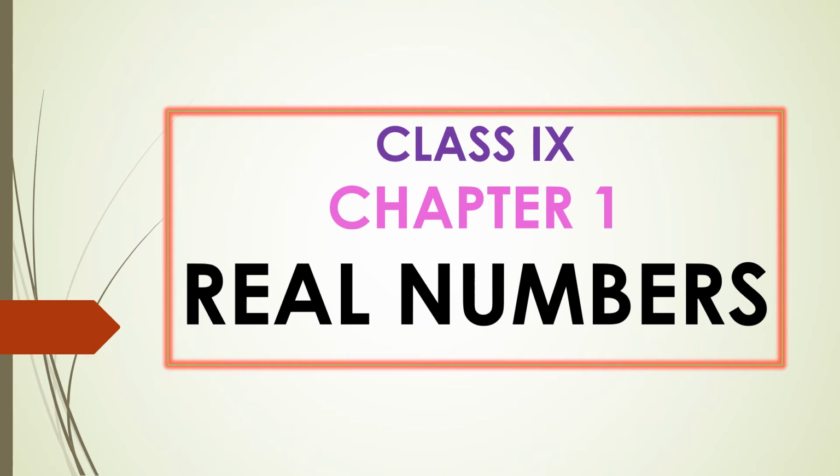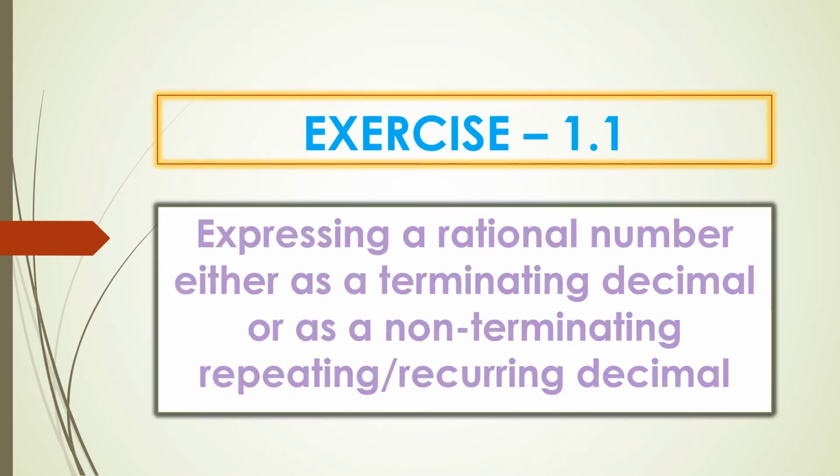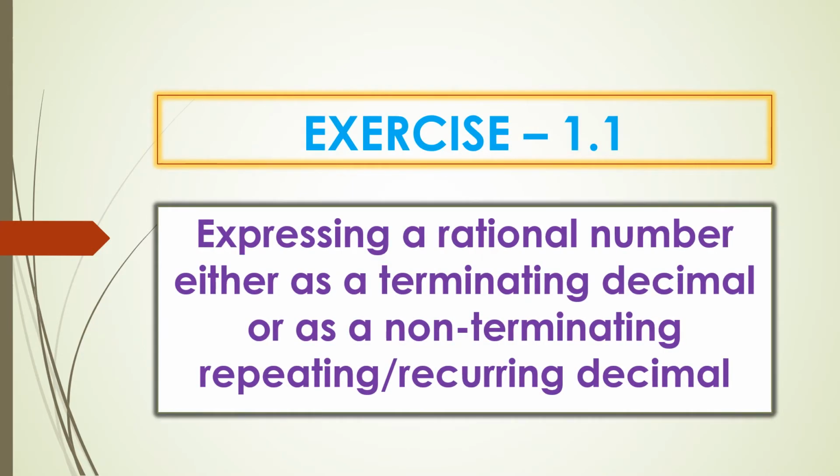This video is for ninth class, chapter 1, Real Numbers. In this video, we are going to learn exercise 1, which is expressing a rational number as a terminating decimal or as a non-terminating, recurring or repeating decimal.